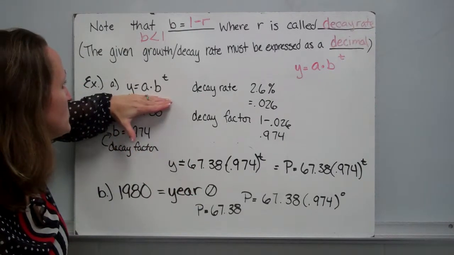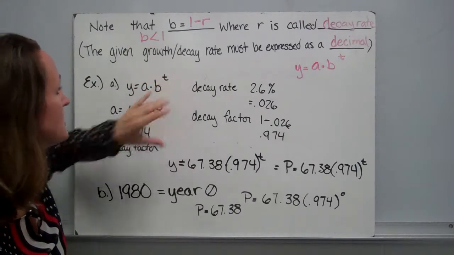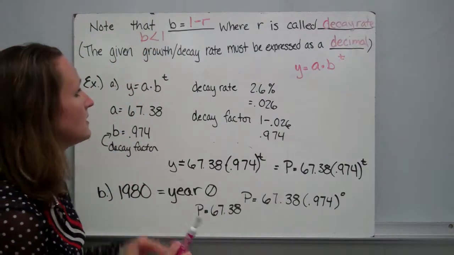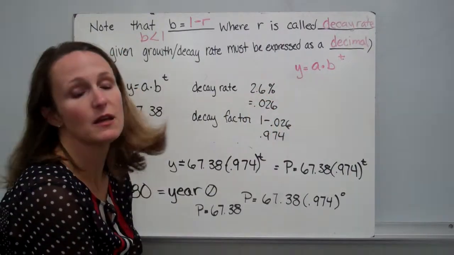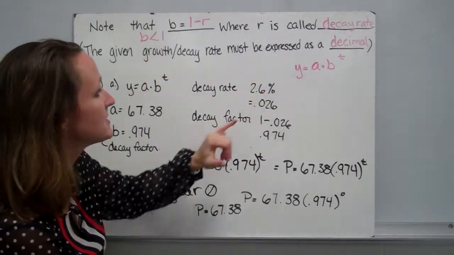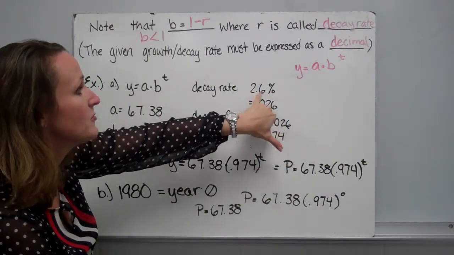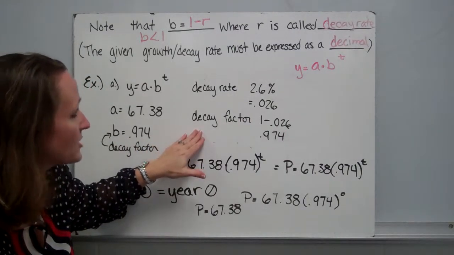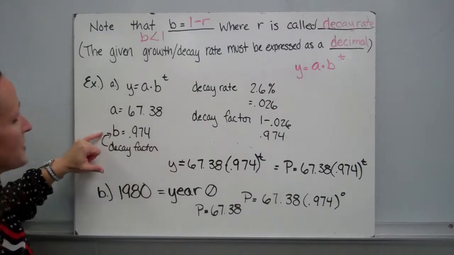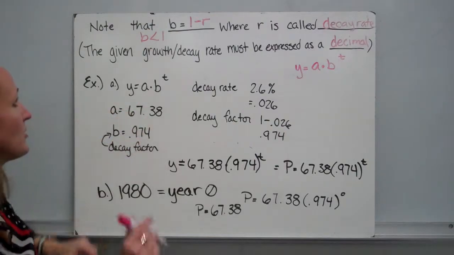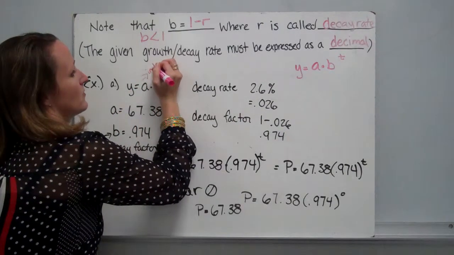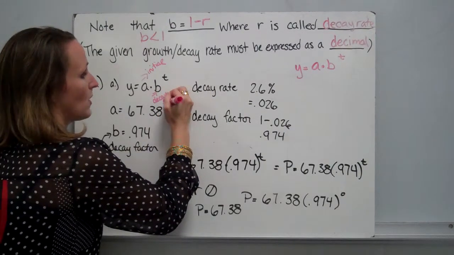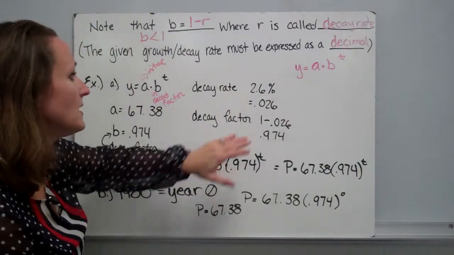If we look at it, your original equation would be y equals a times b to the t, and it tells you that your initial amount is 67.38. Then it gives you a decay rate of 2.6%. I told you the given growth or decay rate must be expressed as a decimal, so we convert our percent to a decimal by moving it over 2 places, and our decimal becomes 0.026. Now, we want a decay factor in our problem, because b represents a decay factor, not a decay rate. Remember up here, this represented our initial value, and this represents a decay factor, or a growth factor. So you need to take your decay rate and convert it to a decay factor.